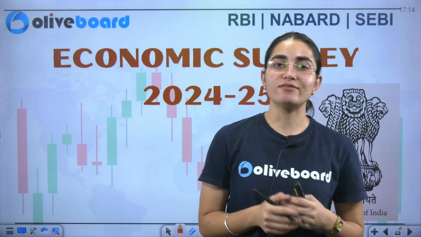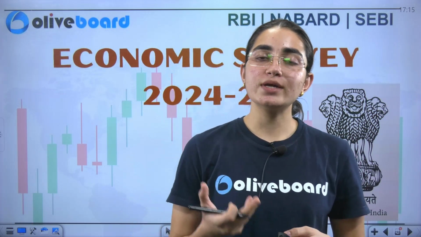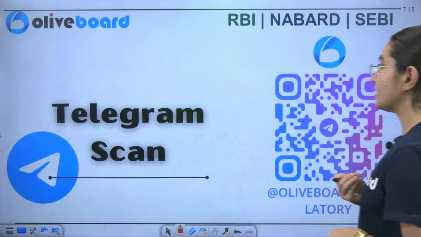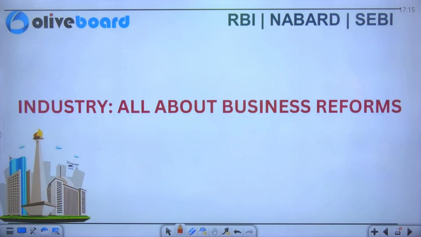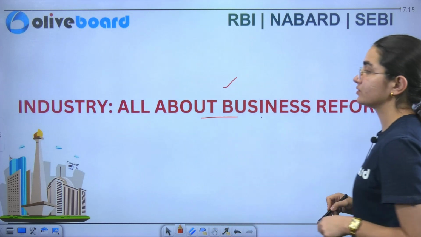So yes, this is our 7th chapter of the Economic Survey. We are done with the 6 chapters and we'll see what all is included in it. Today we are going to talk about industry. We are going to talk about the manufacturing sector as well.